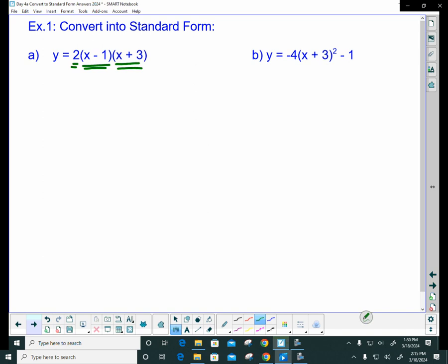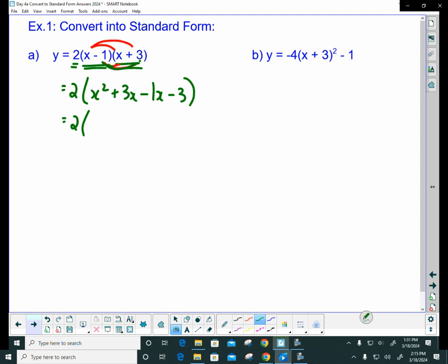We could multiply the first two together, but what I'm going to do, and probably do most often, is I'm going to multiply the factor parts. So I'm just going to multiply the last two, and that's a plain old rainbow. So x times x is x squared. Then we go x times 3, which is 3x. Then -1 times x is -1x. And -1 times 3 is -3.